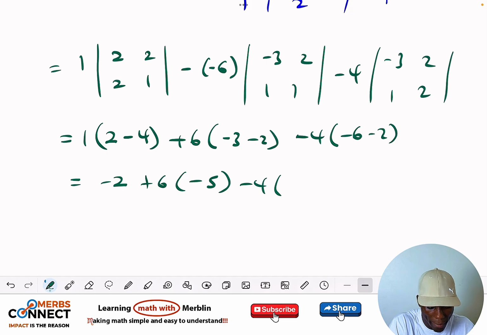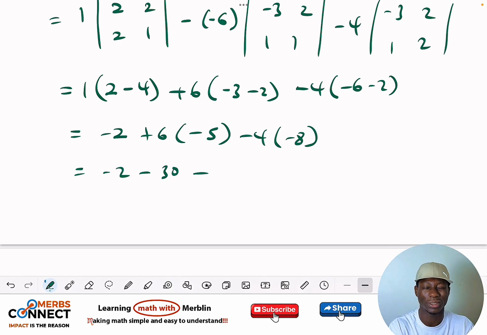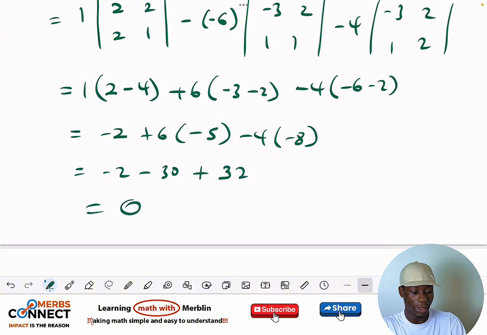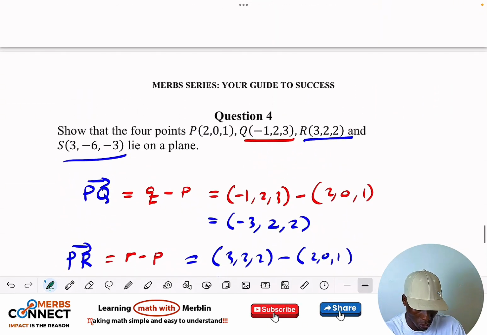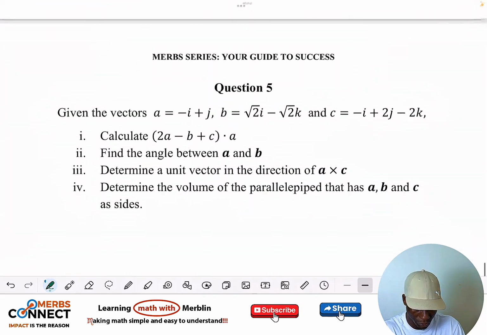This is going to give us minus 8. So what are we going to get here? Minus 2. This is going to give us minus 30. And then 4 times 8 is 32, so it's going to be positive 32. And this is going to give us 0. So indeed, we are going to say that points P, Q, R, S are coplanar, or they lie on the same plane. So that's what the question was telling us to do. Show that the four points lie on the same plane.